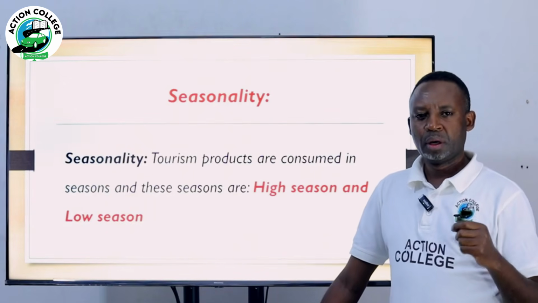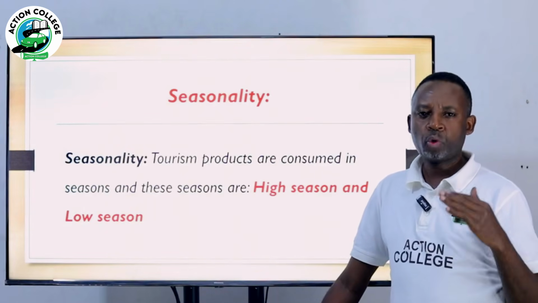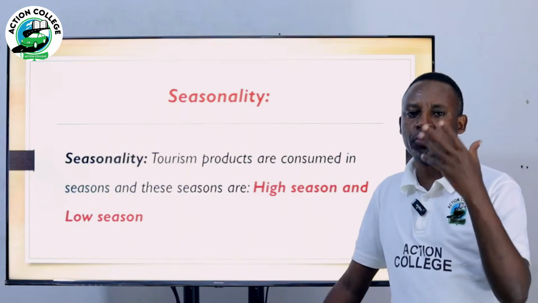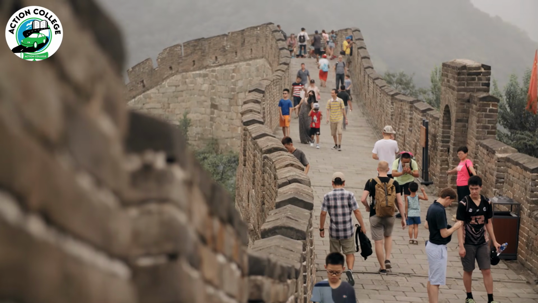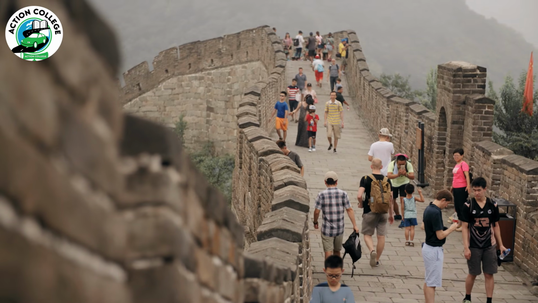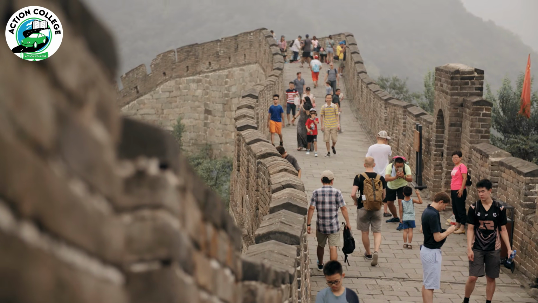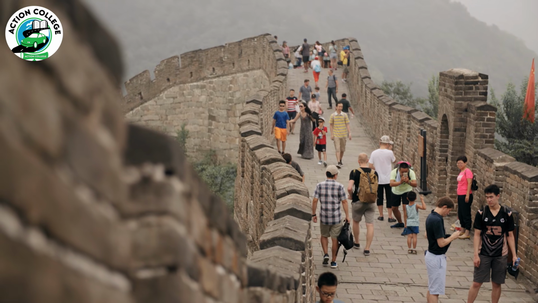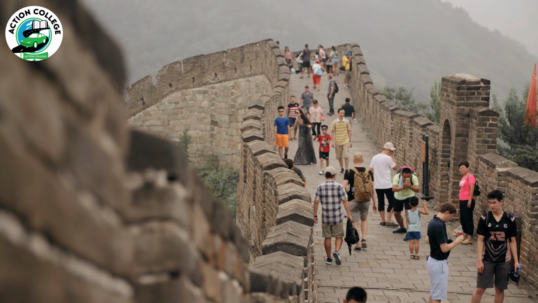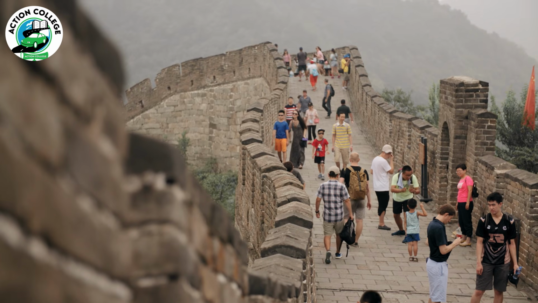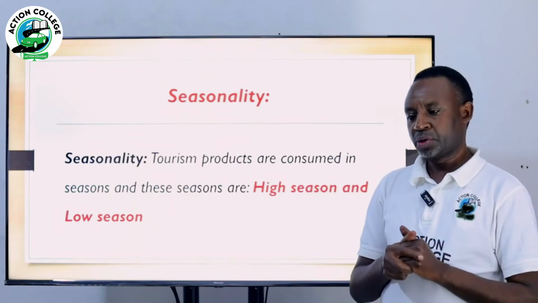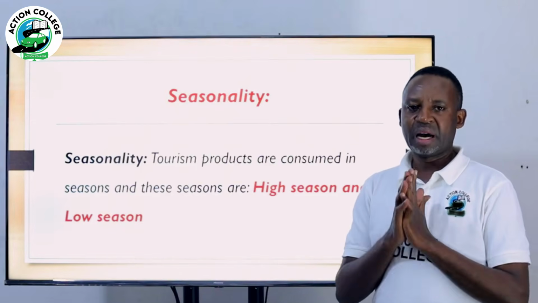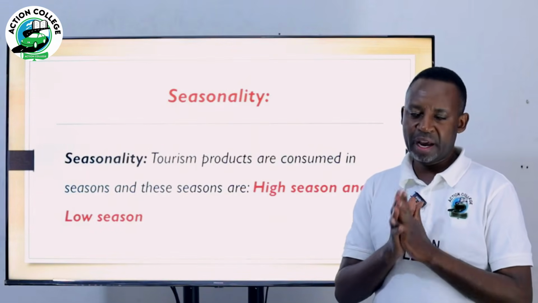What do we mean by a high season? A high season is that time of the year when a destination receives a high number of tourists. That is mostly in a dry season. That's when we have many tourists coming in. Then when it's a rainy season, tourists start going back to their places. So we are saying a high season is that time of the year when a destination receives a high number of tourists.